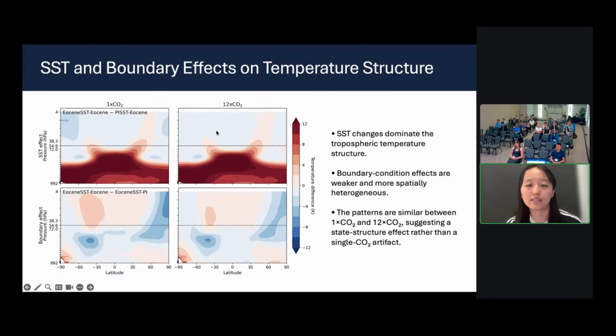The top row isolates the sea surface temperature effect, while the bottom row isolates the boundary condition effect. The main result is that the sea surface temperature effect is much larger. It produces substantial warming throughout the lower and middle troposphere, whereas the boundary condition effect is weaker and more spatially variable. Importantly, these patterns are very similar at both 1 times CO2 and 12 times CO2, which suggests that the background climate state established a relatively stable difference in vertical temperature structure.